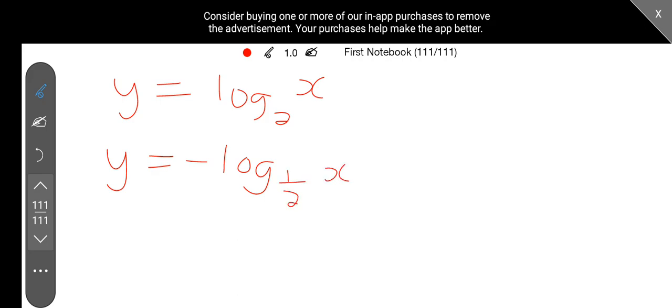So in short, this is how you can reflect the graph of the logarithm in the x-axis, and how you are able to handle the sign here. So at times, if an examiner tries to trick you, just know that these two mean the same thing.